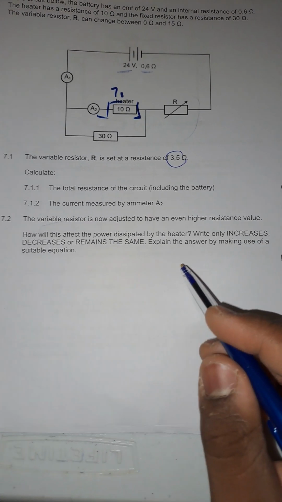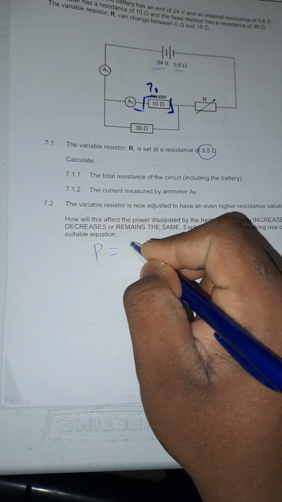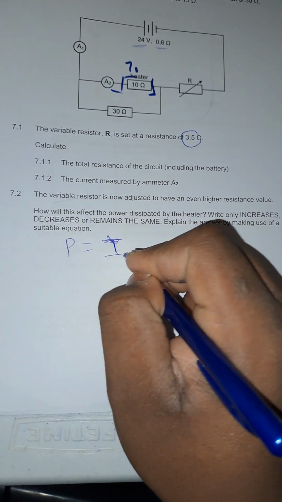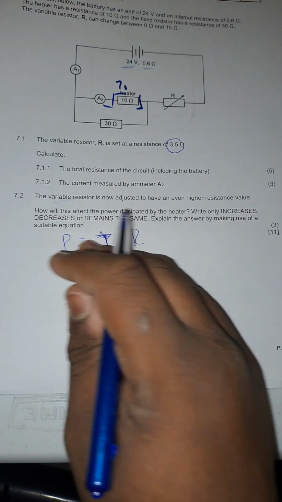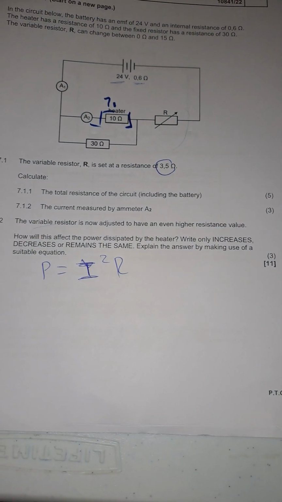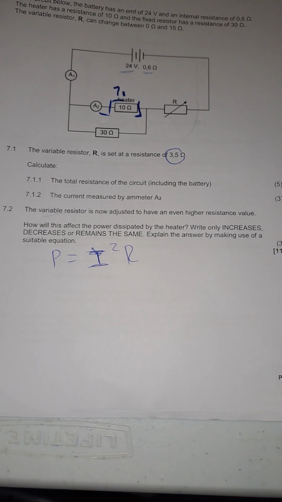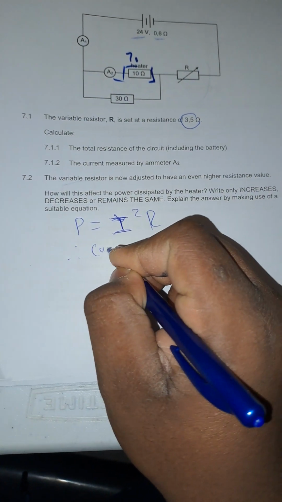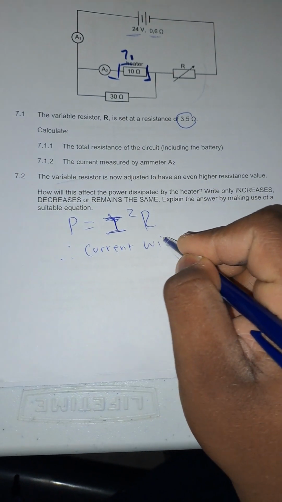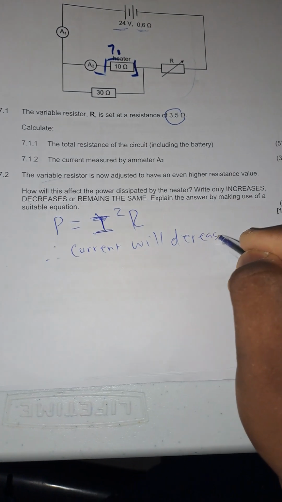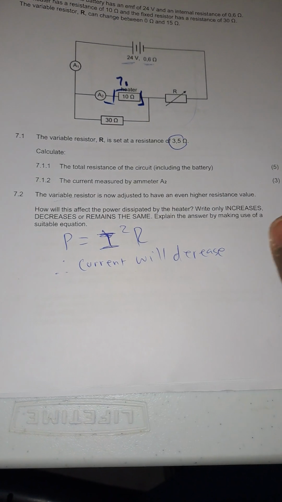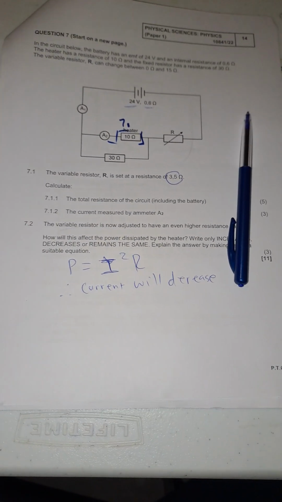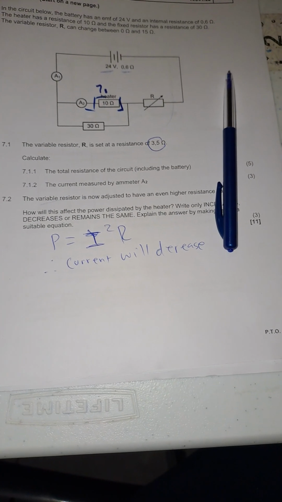I like this question. I can start by writing P equals, let me choose this one, I squared R. You see, I get my 1 mark, because they said I must use an equation. Then I can explain it. Now, the current will decrease. Because remember, the higher the resistance, the lower the current, because current and resistance are inversely proportional to each other.